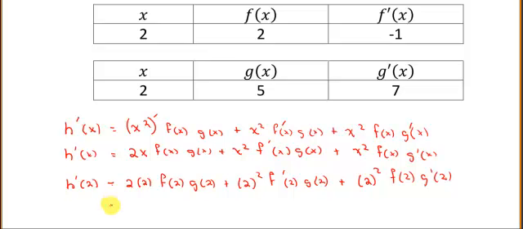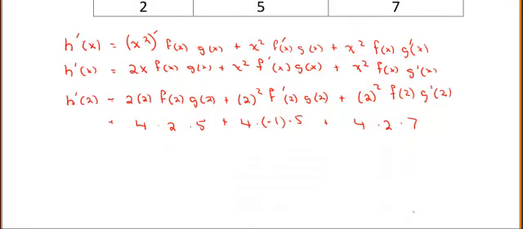So of course 2 times 2 is 4. So this would be 4. f of 2 is 2. And g of 2 is 5. Okay, plus 2 squared is 4. f prime of 2 is negative 1. g of 2 is 5. Plus 2 squared again is 4. f of 2 is 2. g prime of 2 is 7.